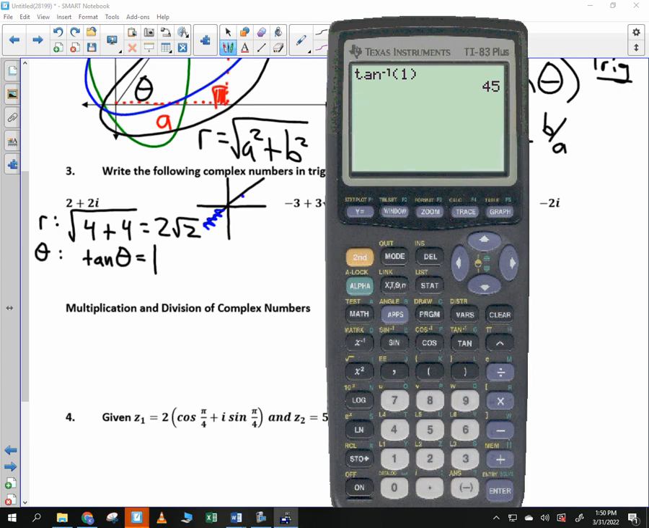Now, anytime we use complex numbers, it's not as helpful for us to use degrees. It's much more helpful to use radians. So what is 45 degrees in radians? Pi over 4. Good.